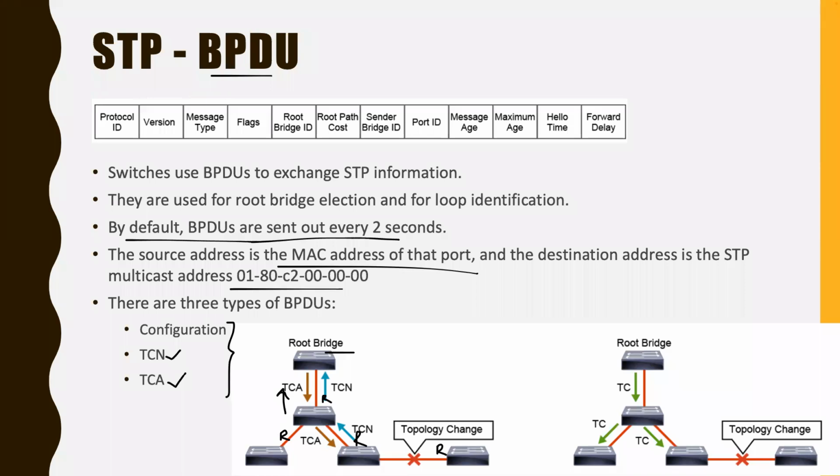The purpose of showing this slide is to make you understand that configuration BPDUs are generated every 2 seconds by default, only from your root bridge, and they are received, I would say rather, on your root ports only. However, a TCN can be generated by any switch. Configuration BPDUs are generated by the root bridge only. Right?